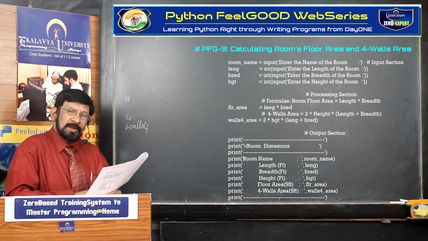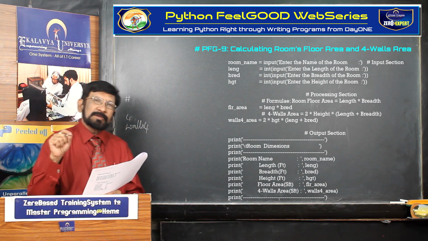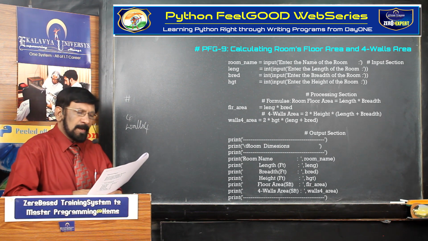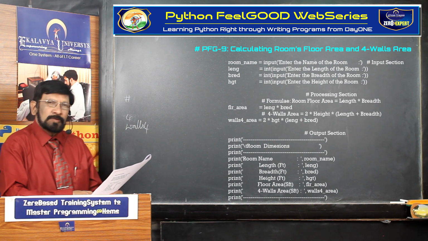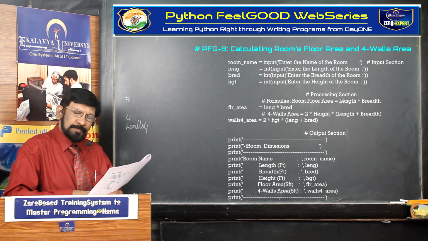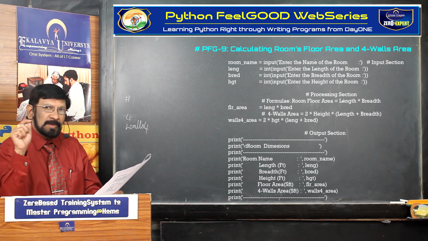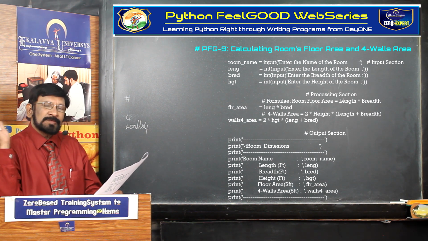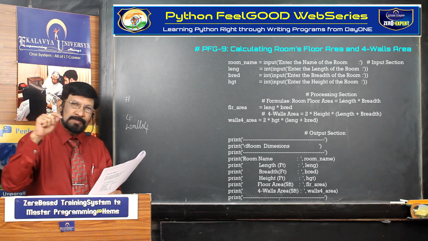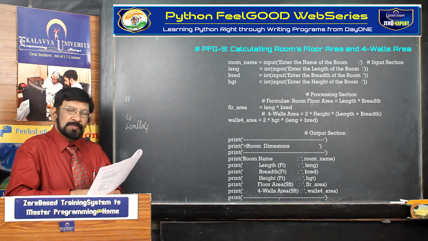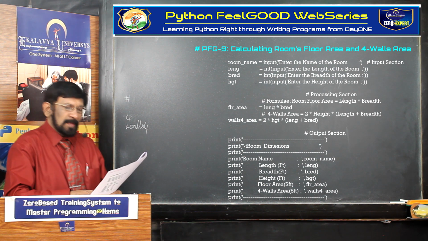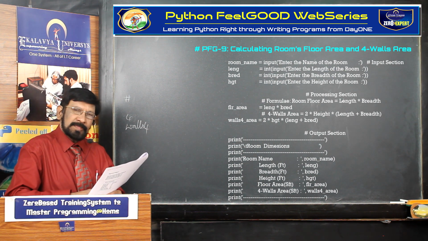Now the formula, I know that: length, breadth. One thing I already told you: if you want to write the complete name, I don't discourage, but if a short name represents it, then you can use it. That's why I used length into breadth. Thereafter, walls for area: 2 into height into length plus breadth. In mathematics, certain implications are there: 2h into L plus B is enough, meaning the multiplication symbol is implied. But here there are no implications; everything explicitly, you should write the multiplication symbol. Then that is the four walls area. That is the processing section.